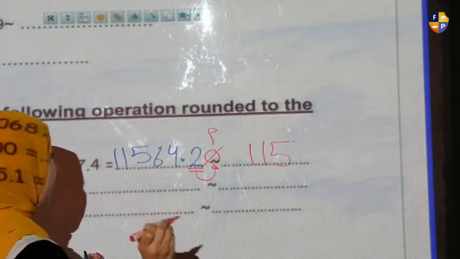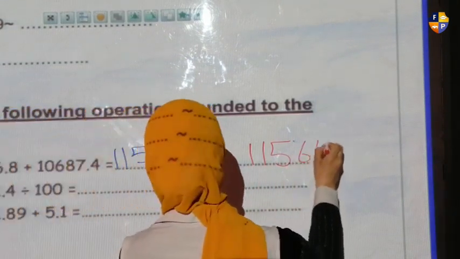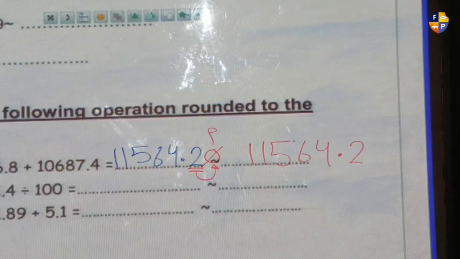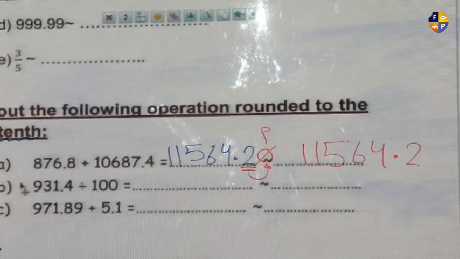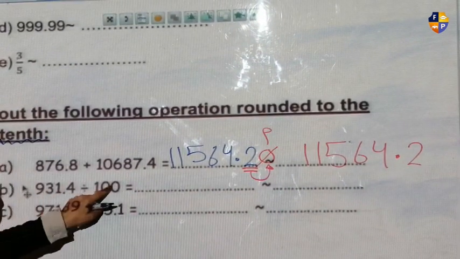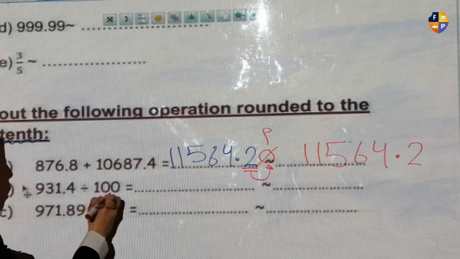115,000, 11,564.2. Letter B, 931.4 dividing by 100. When dividing by 100, I have 2 zeros in 100.